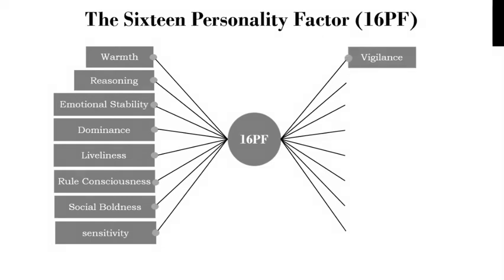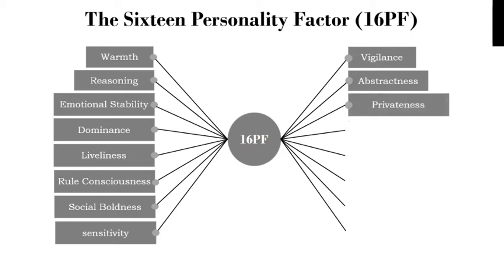Vigilance. The extent to which someone is cautious with regard to the intention and motivation of others. Abstractness. It is the amount of attention that someone pays to abstract rather than concrete observations. Privateness. It is the extent to which someone is discreet or non-disclosing.